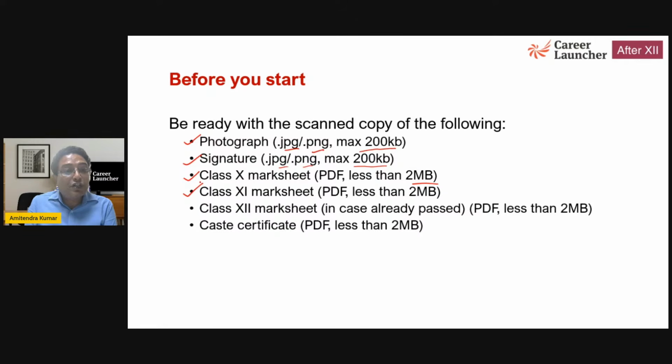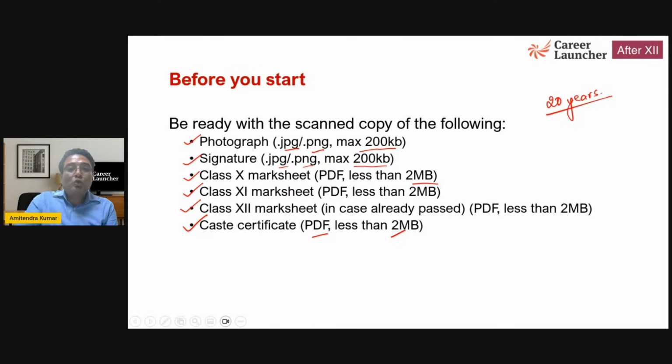Similarly, class 11th mark sheet is required. Class 12th mark sheet is applicable for those who have already passed class 12, but they are still within the age limit. The age limit to apply to this program for every category of student is 20 years as on 31st of August. And for those belonging to the categories, you also need to upload your caste certificate, including disability certificate in case of PWD candidates. Again, in the PDF format, size should be less than 2 MB. So these are the requirements before you start the application process.